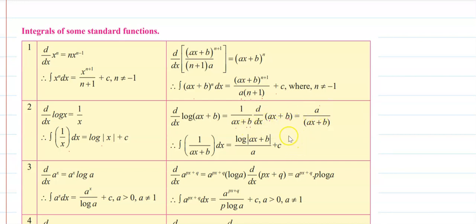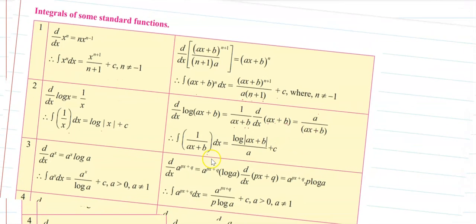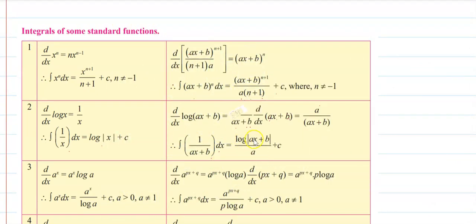And hence we have a upon ax plus b. And that's why the integral of 1 upon ax plus b into dx is log of mod of ax plus b. You will get this integral. Then the a in the numerator, when it goes to the other side, gets divided. So here it is 1 upon a log of mod of ax plus b. That's why the integral of 1 upon ax plus b into dx is log of mod of ax plus b upon a plus c.